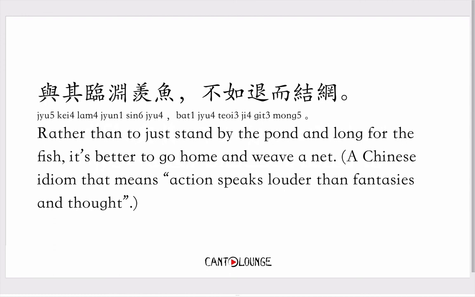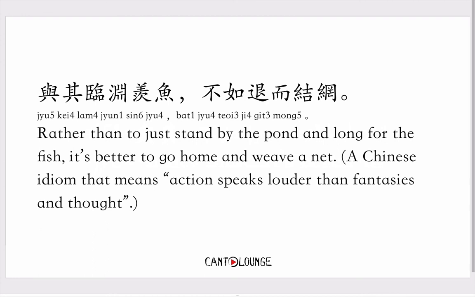臨 means to approach. 淵 means like a cliff or some sort of... what was the word? I don't remember. Like a very steep place. 羨 means like to look enviously, right? 羨慕, right? To be envious of. 魚 fish, to look enviously at fish. At the edge, you can say 不如. It's better to 退 fall back 而 and then 結網 to weave a net.